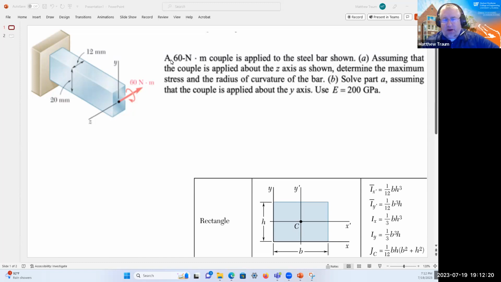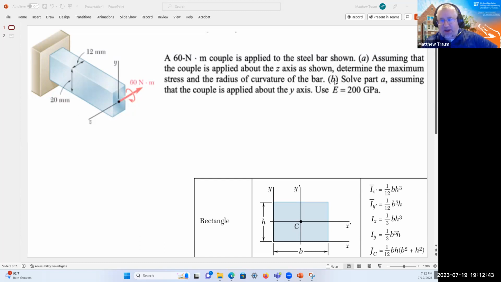In this problem, we have a 60 Newton meter couple applied to a steel bar as shown. There are two parts to this problem. The first is we're going to assume that the couple is applied about the z-axis as shown. So the couple is rotating around the z-axis that way. Determine the maximum stress and the radius of curvature for the bar.